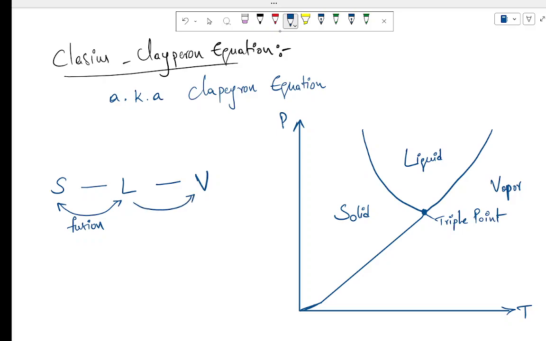And if it is between the liquid state and the vapor state, it is called vaporization. And if it is directly going from solid to vapor or vapor to solid, then you call it a sublimation process. So in each case you will have the latent heat of fusion, latent heat of vaporization, latent heat of sublimation, and so on. So that's what you will have here.